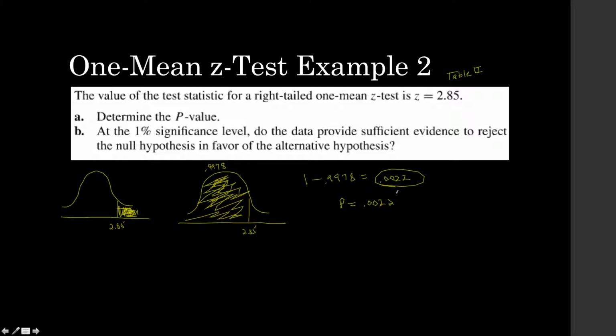0.0022. At the 1% significance level, does the data provide sufficient evidence to reject the null? Well, remember, in order to reject, we're looking at this. So 0.01 would be our alpha, 0.0022. So yes, it does provide sufficient evidence because it's less than our significance level. So yes, it does provide sufficient evidence to reject the null.